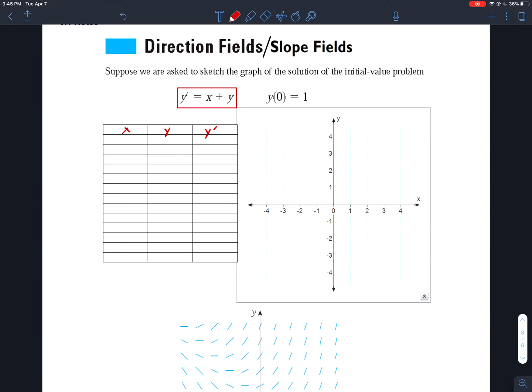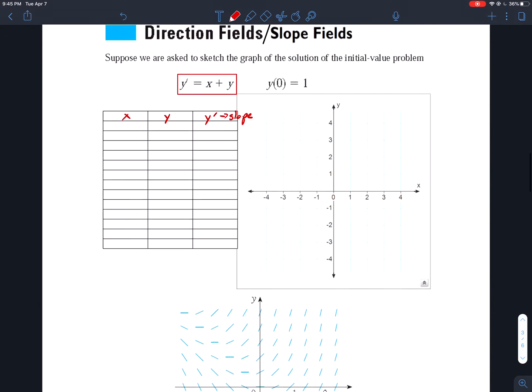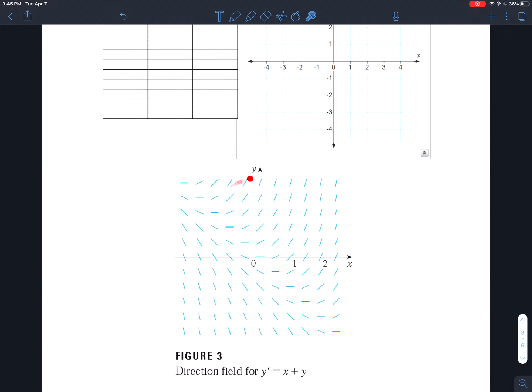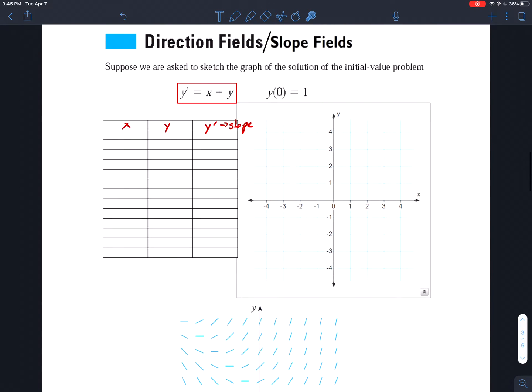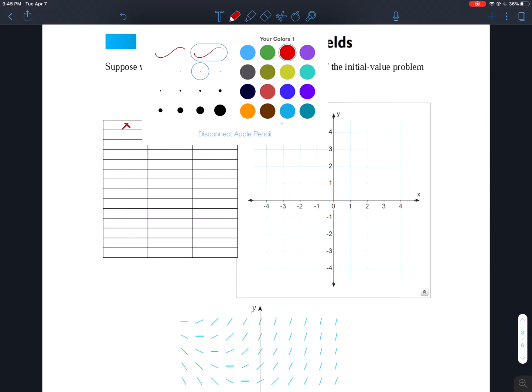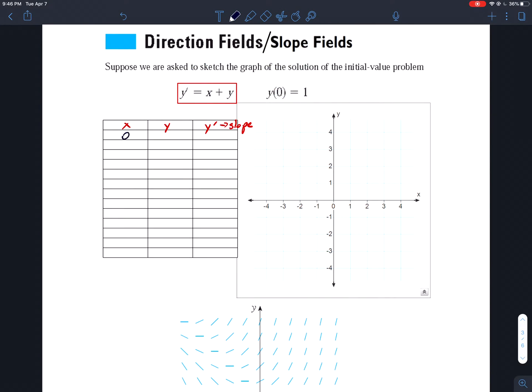Again, y prime, as we know, is the slope of the curve, right? If y prime represents the slope, then what we're going to do is create something that looks like this. We're going to create a slope field. All right? So let me begin by choosing very simple values. Let's say x is 0 and y is 0. Well, of course, in my differential equation, if x is 0 and y is 0, then I get 0.